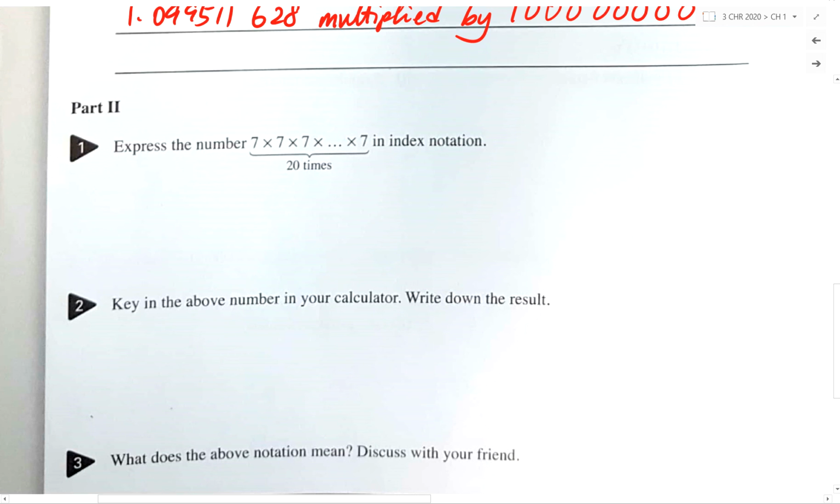Okay, write this in index notation. We've got 7 to the power of 20. Everybody write that down. Key into the calculator. 7 power 20. So 7.979226663 times 10 to the power of 16. Another big number.